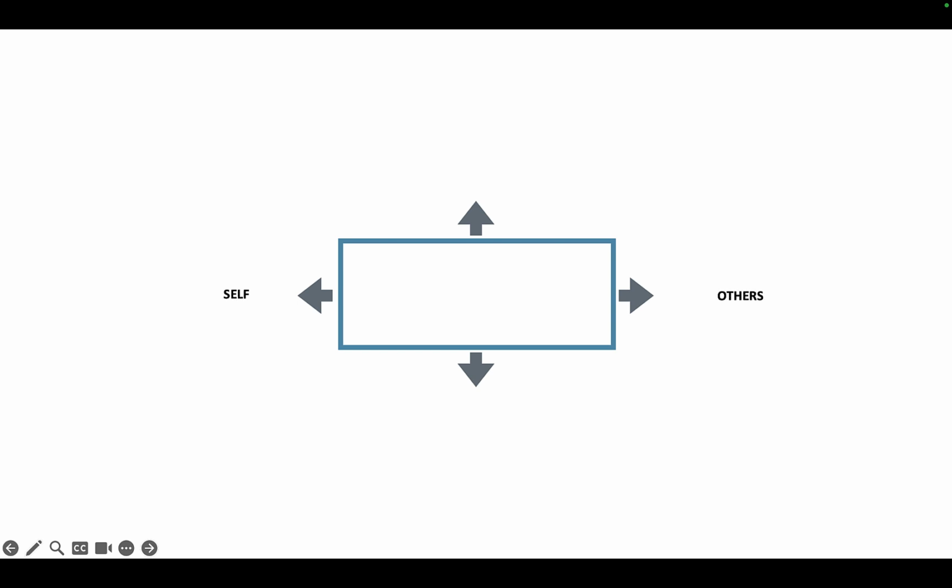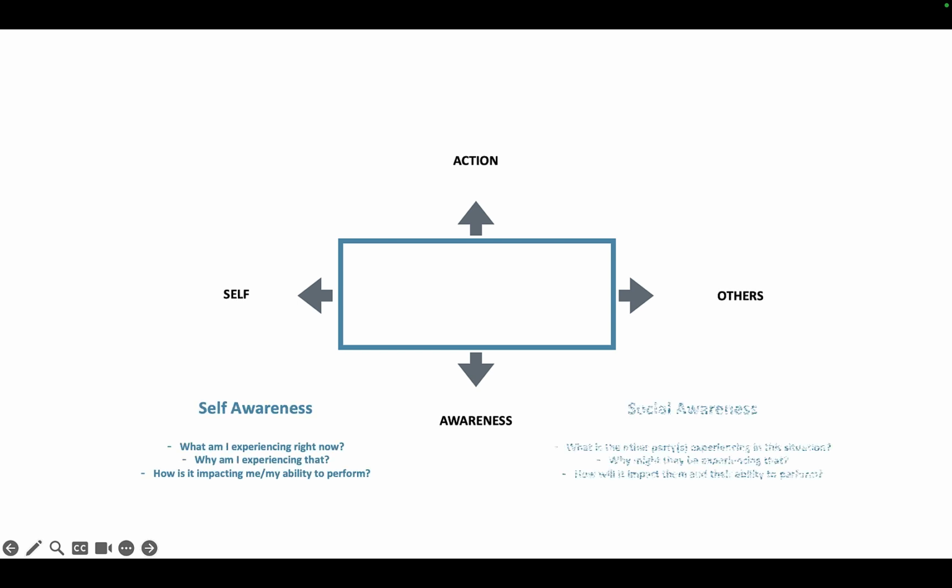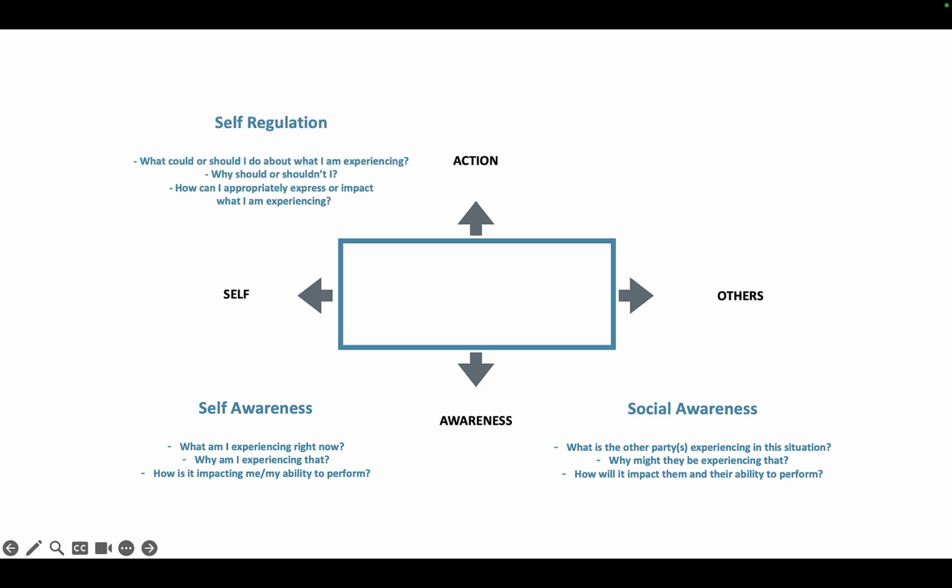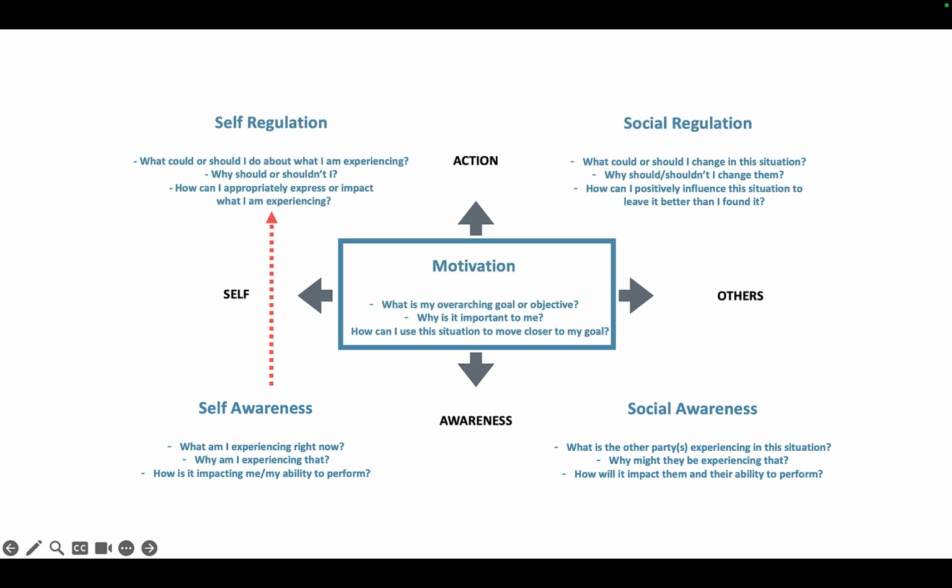So when I build the model, we build it nicely now on the screen here. Self, others, awareness, action, definition of the awareness, self and social, definition of the regulation, and then definition of the motivation, and then show how awareness becomes regulation, becomes social awareness, becomes social regulation. And that's pretty much a very, very clear and simple approach to building out the model.